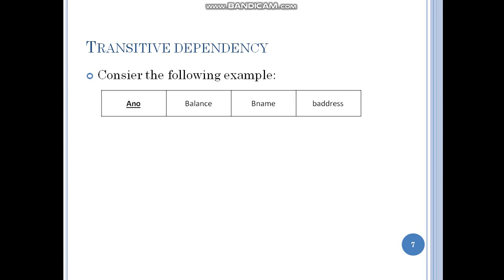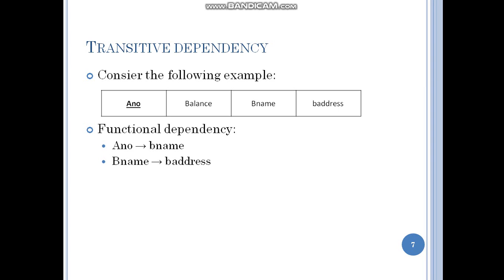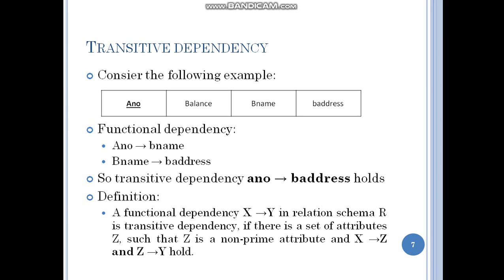Transitive dependency. Consider the following example: a table with 4 attributes, account number, balance, branch name and branch address. Account number is my primary key. I am here considering two main functional dependencies: branch name is functionally dependent on account number, and branch address is functionally dependent on branch name. So the transitive dependency, account number → branch address, holds.